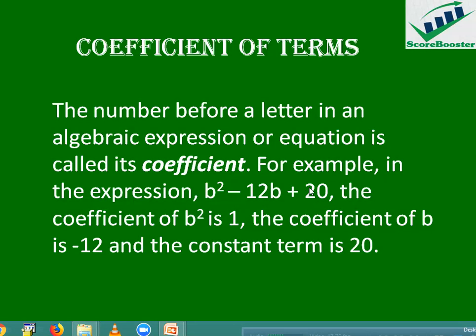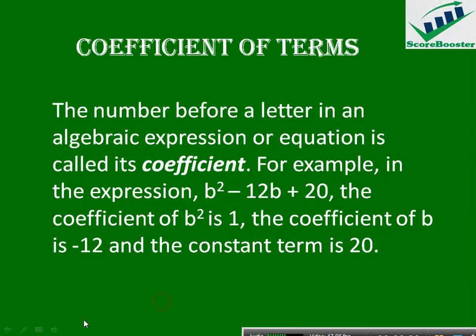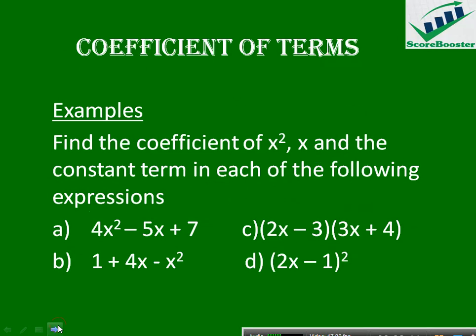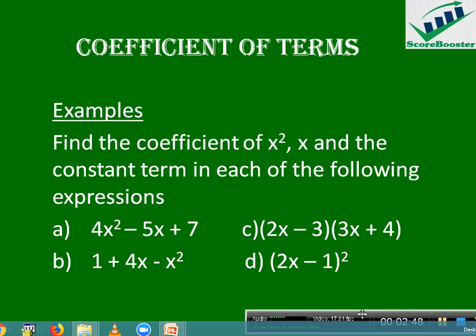And then the constant term, that is the term that does not have a variable multiplied to it, is what? Plus 20, which is 20. So that is what coefficient is all about. So now we explain the meaning of this coefficients. Now we further explain the meaning of this coefficient using the following examples.